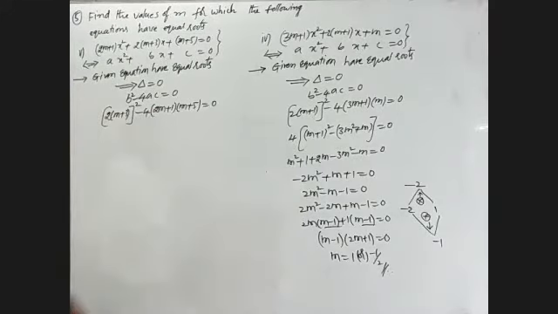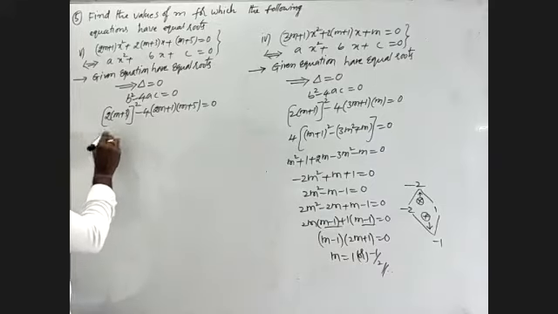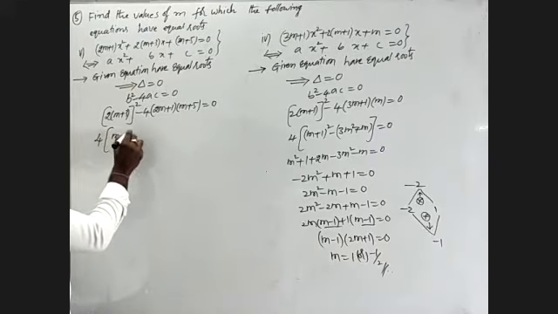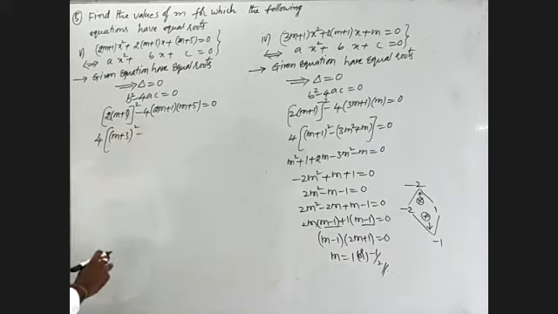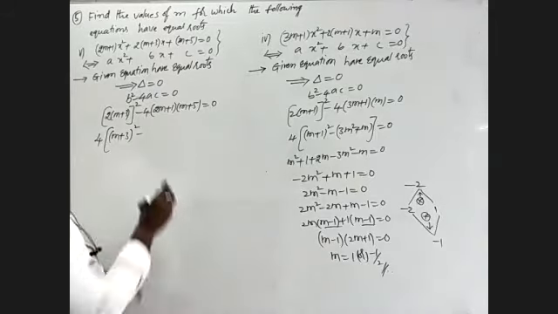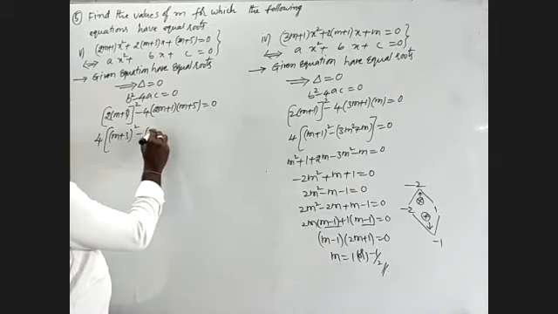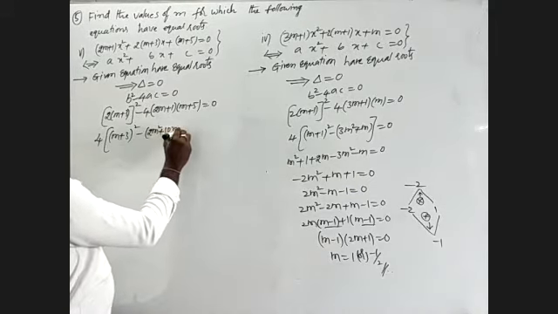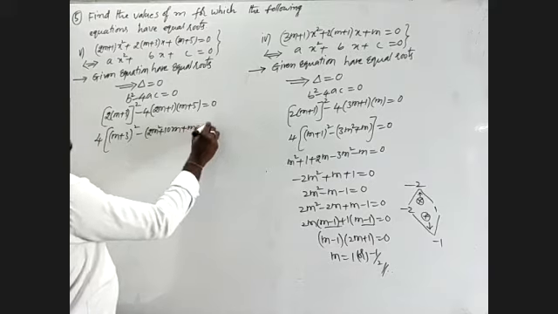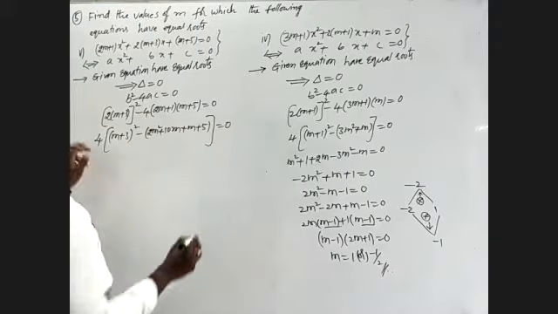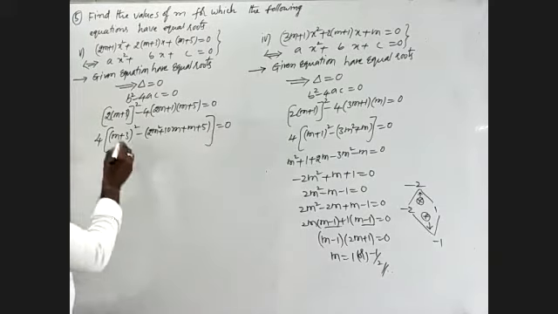Okay, 2 square will become 4, so I will take 4 common. Remaining, I will write (m plus 3) whole square minus... how to expand this one? 2m into m is 2m square, plus 10m, plus m, plus 5, is equal to 0. Will write 0 divided by any value is 0. How to expand this one?